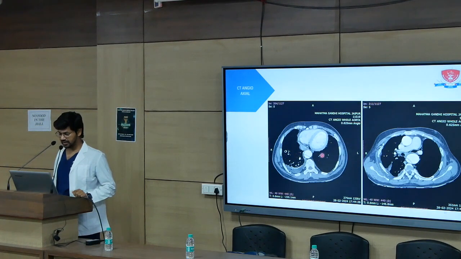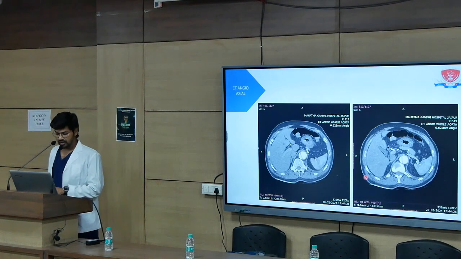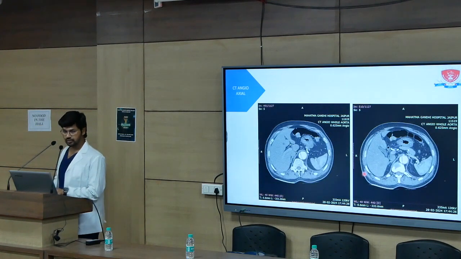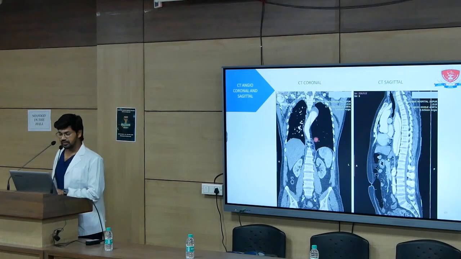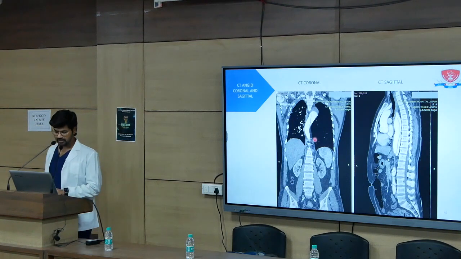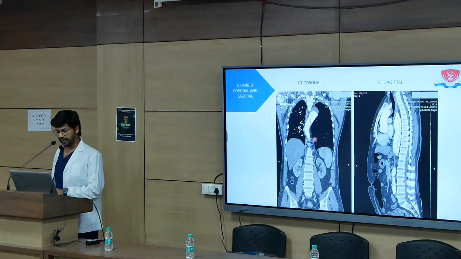These are the CT axial images in which you can see there is a dissection flap with the true lumen and the false lumen, which can be well visualized. These are also CT angio axial images showing the intimal flap of the dissection. The first image is the CT coronal image, which is showing the extension of the dissection.